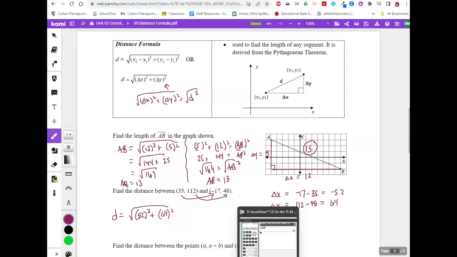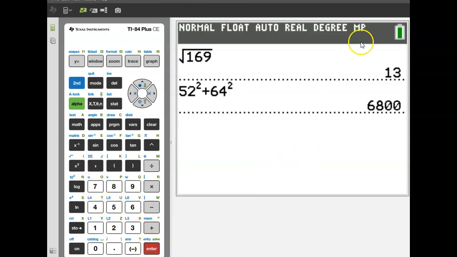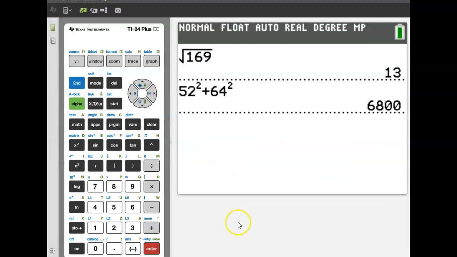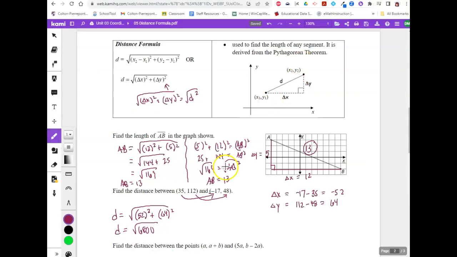Okay, so I can grab my calculator. 52 squared plus 64 squared, and I get 6,800. So D is going to equal the square root of 6,800. I don't think that's a perfect square, but let's see. Second x squared, 6,800 is about 82.5 approximately. All right, so it's approximately 82.5.